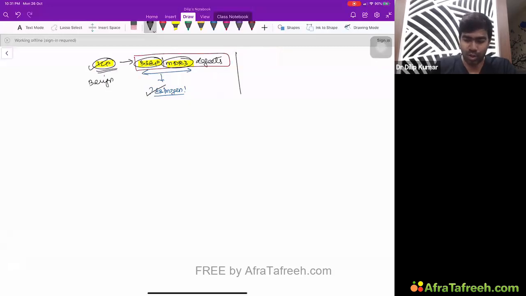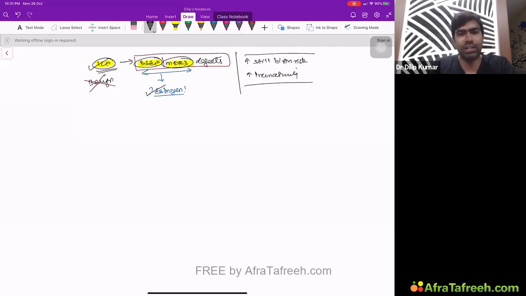Previously it was called benign intrahepatic cholestasis of pregnancy. Right now it's no longer called benign, because this has a high risk of stillbirth. Increased stillbirth risk is there. At the same time, they increase the risk of premature delivery. So because it increases the risk of stillbirth and premature delivery, it's no longer called benign ICP. It's just called intrahepatic cholestasis of pregnancy.